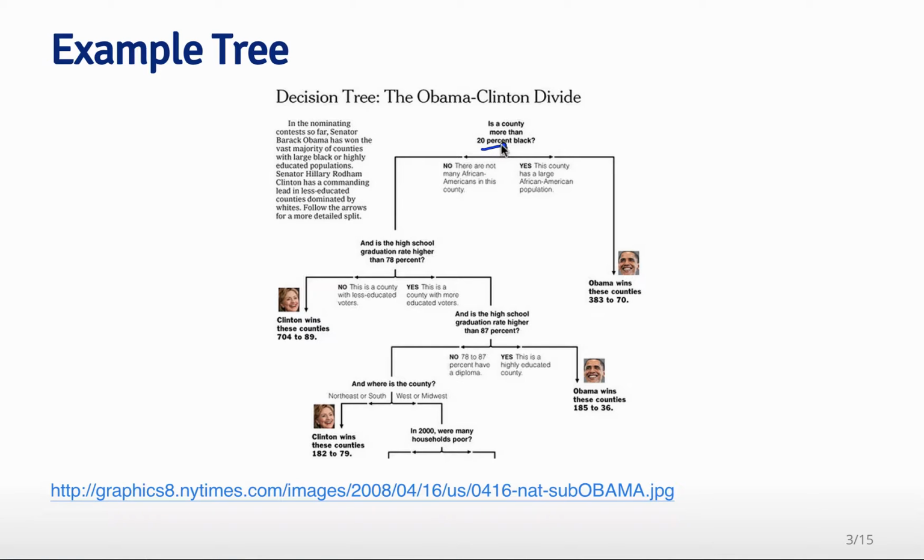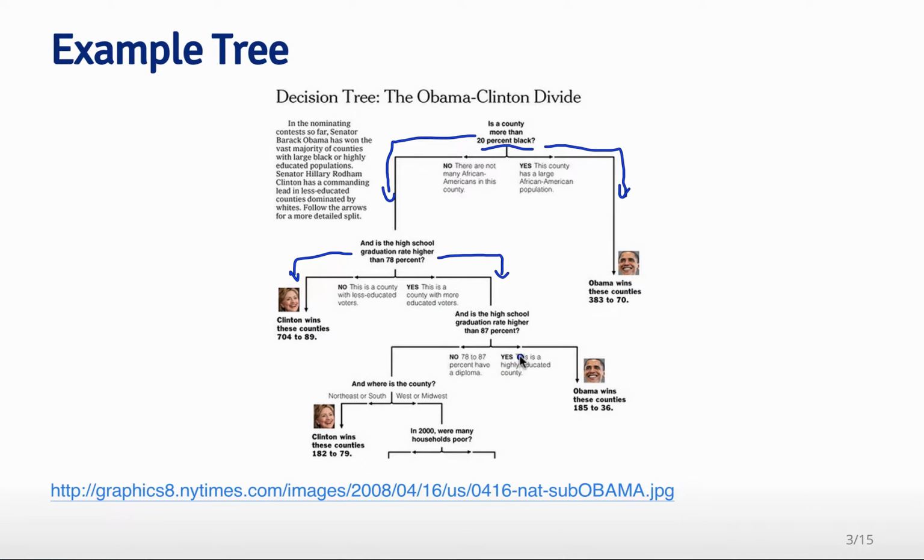If the county was more than 20% African American, then the county was much more likely to vote for Barack Obama. If it was less than 20% African American, then it became more likely that the county would vote for Hillary Clinton. Then within each of these two subgroups, they went and looked for other variables that might split those subgroups out. On this branch here, the next question was, is the high school graduation rate greater than 78%? If it wasn't, then the county was more likely to vote for Hillary Clinton, and if it was, then it's more likely to vote for Barack Obama.